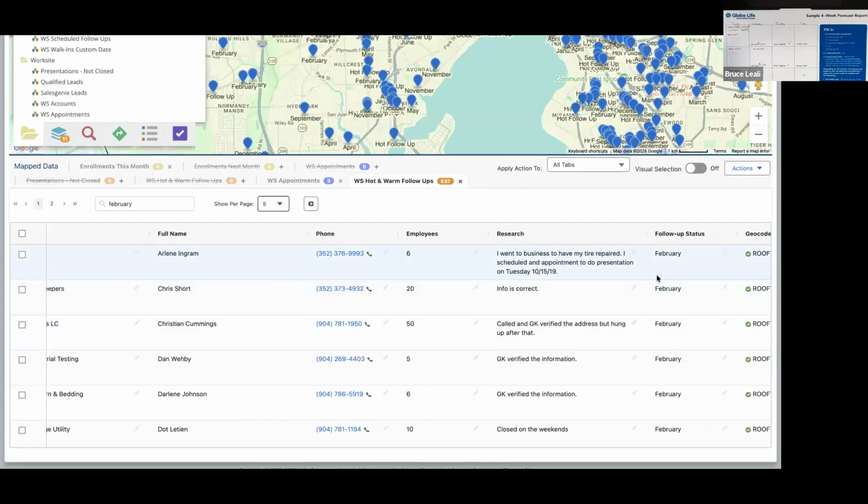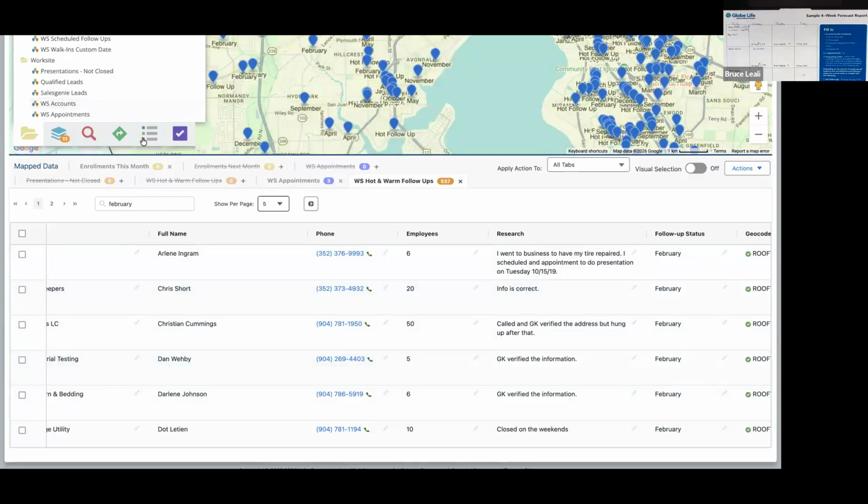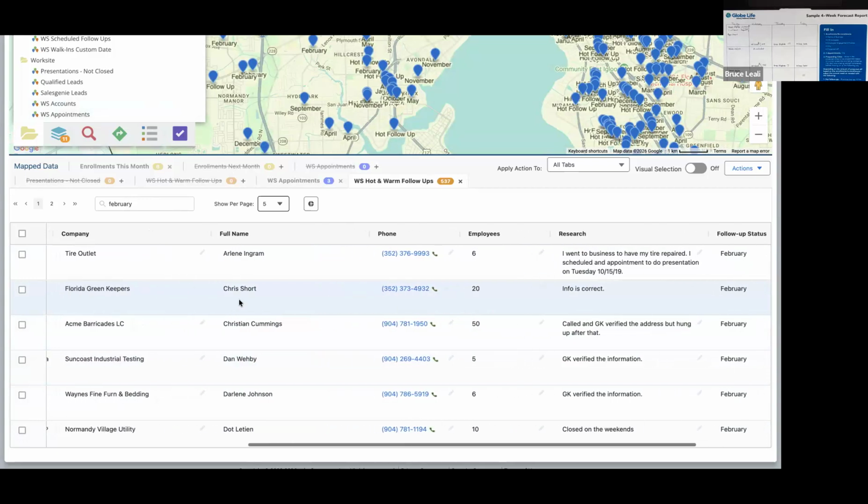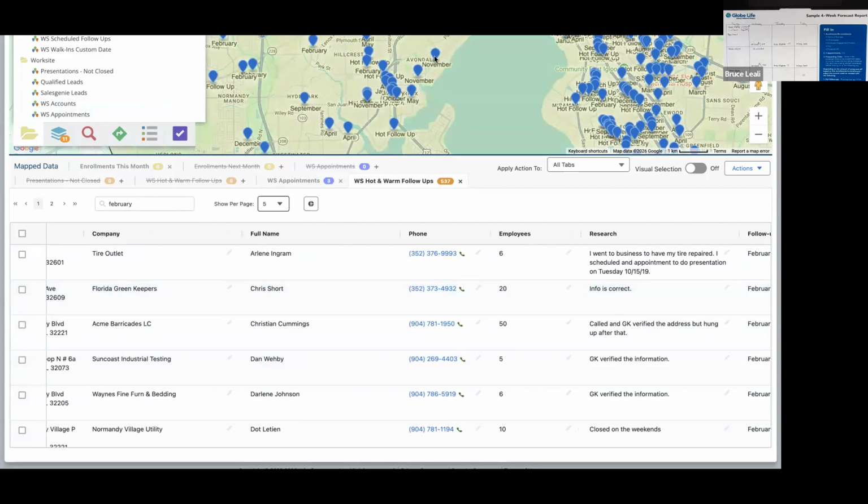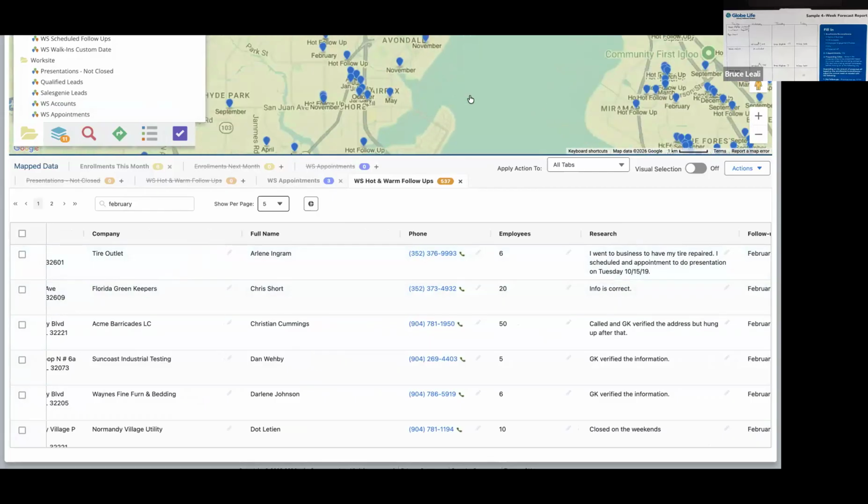So here's the key takeaway. When I'm going into these, you're going to be able to remember what you have in your pipeline by just typing in February, or it's going to tell you by month. If you click on the legend, it'll tell you by month. It's going to help you. So let's say, for instance, this first business, this tire outlet, is located in Jacksonville.